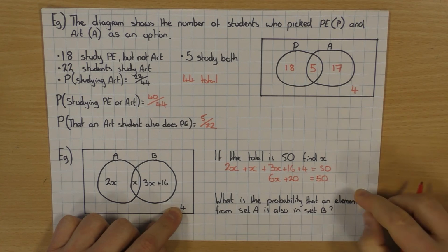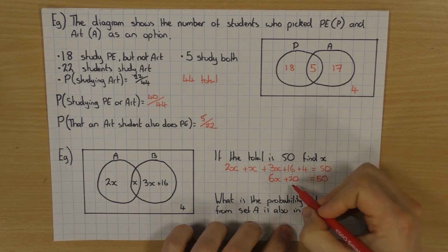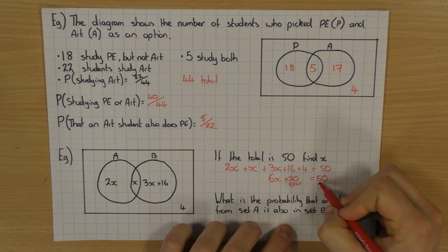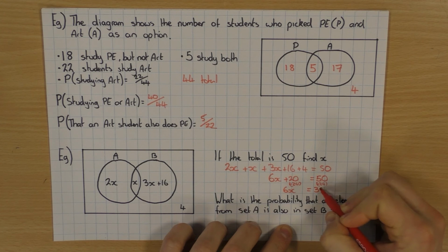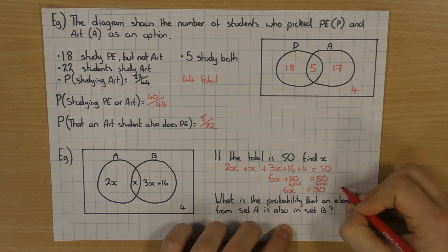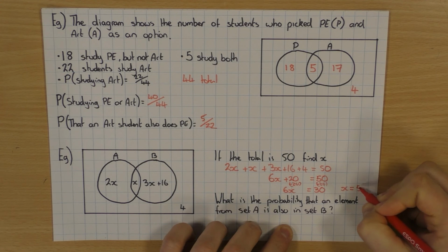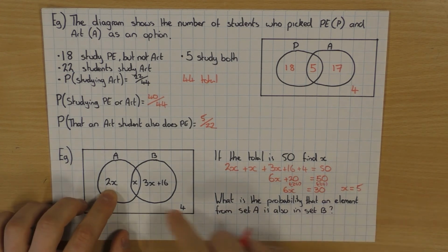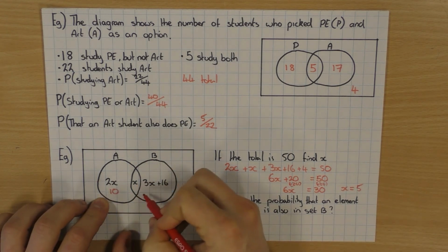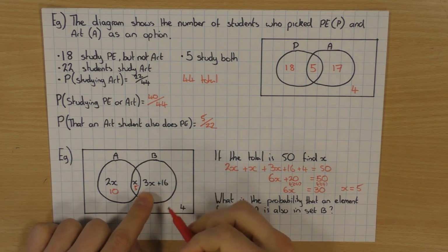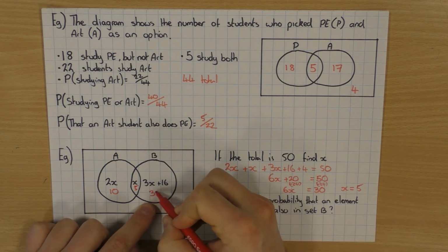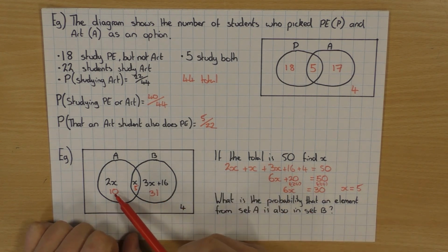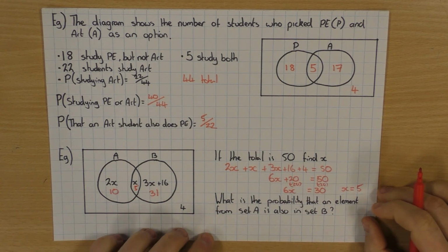And that equals 50. So you can do the flow chart or the balance method. I'm going to do the balance method and take away 20 from both sides. So 6x equals 30. Then divide both sides by 6. So x equals 5. Then you can plug it back in here. 2 times 5 gives me 10. Obviously, x on its own is just 5. 3 times 5 is 15, plus 16 is 31. Add those all up to double check. And 10 add 5 add 31 add 4 is 50. Excellent. So I know I've got it right.